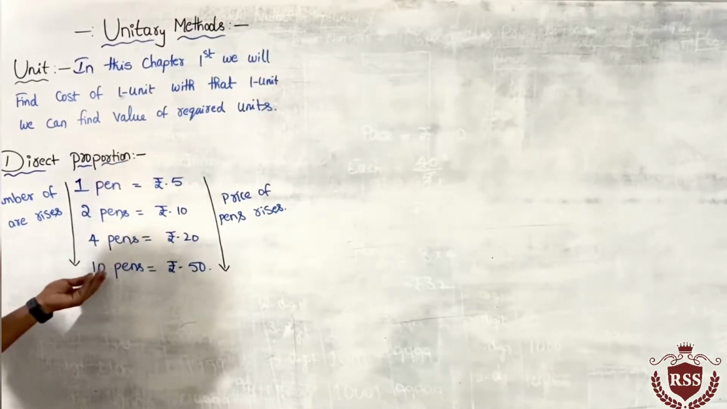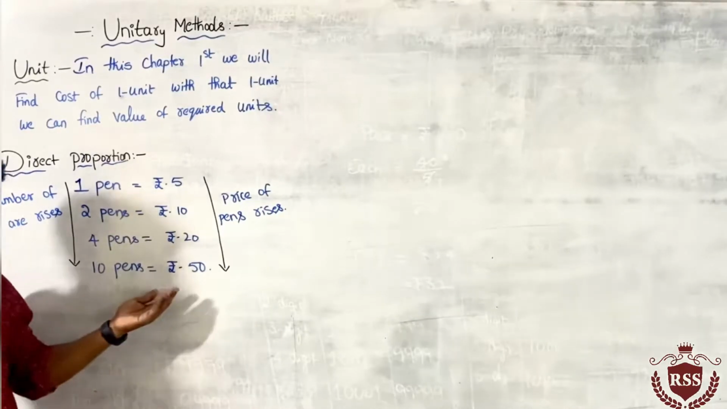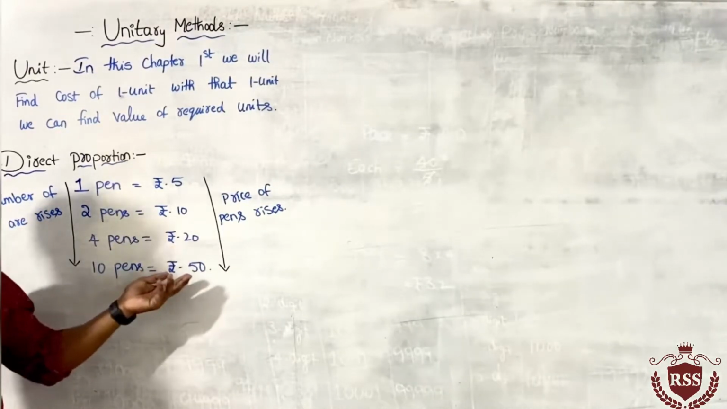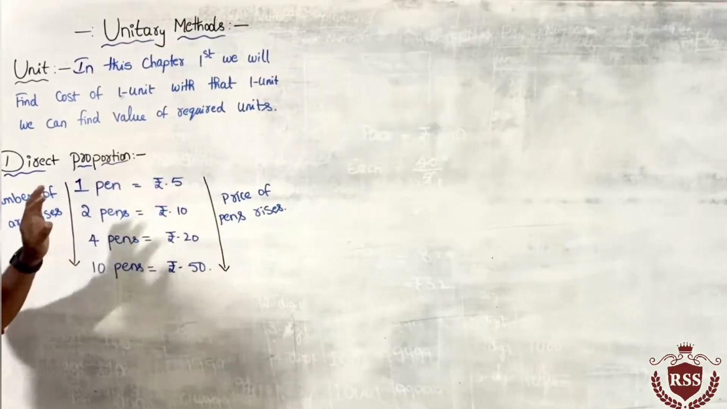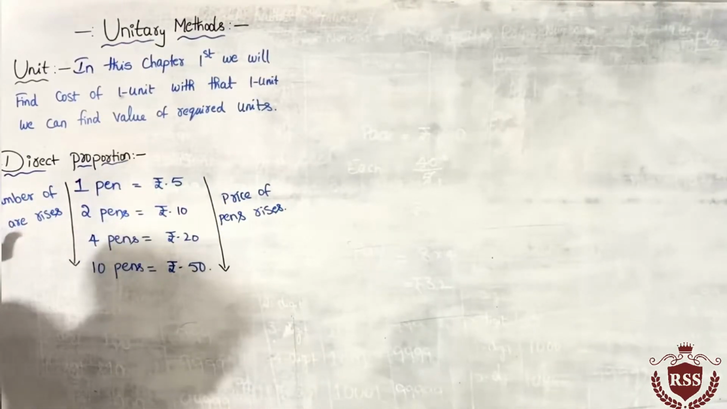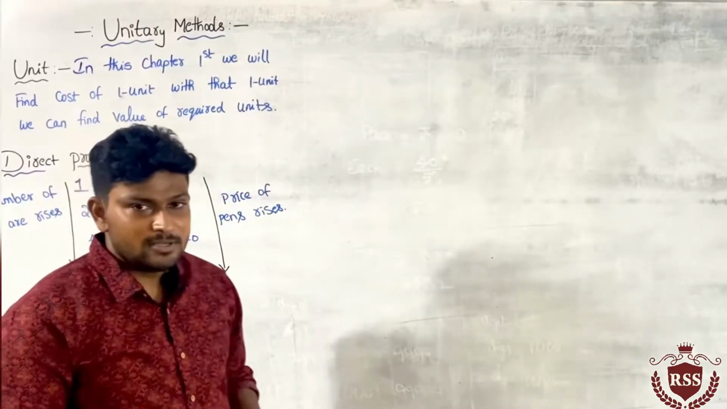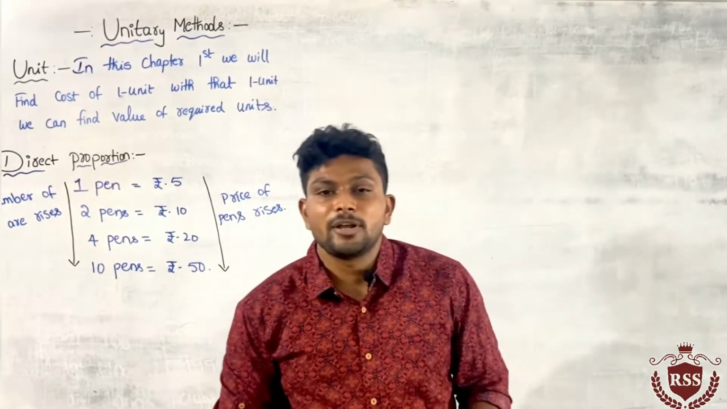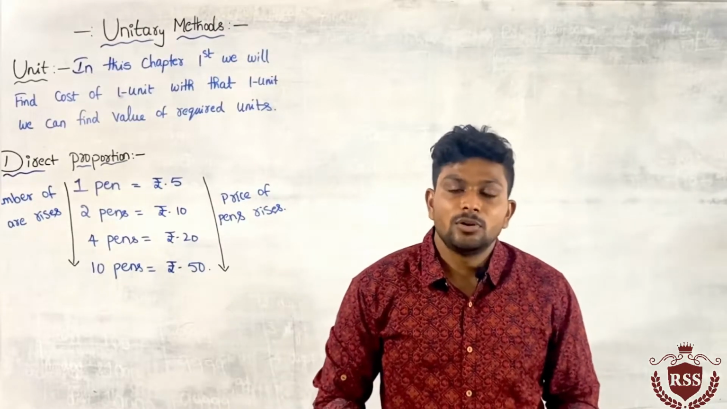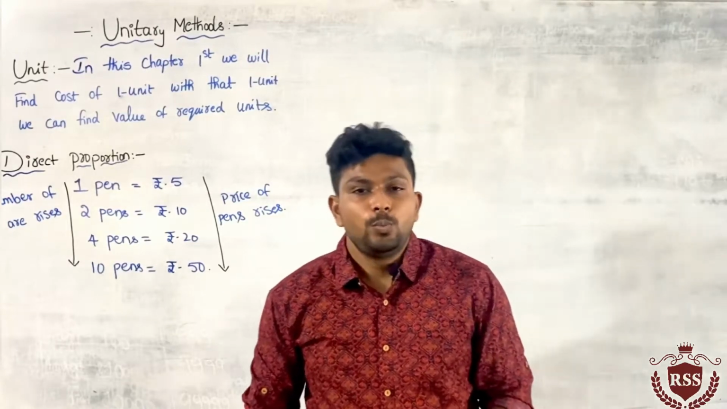Which means that if one quantity is increasing, another quantity that depends on it will rise. Look at this. The quantity of pens will depend on the price. If I go to the shop and purchase one pen, the shopkeeper says the price of a pen is 10 rupees. So if I take one pen, I need to pay 10 rupees.